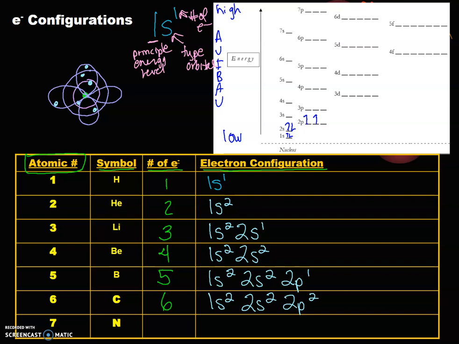Nitrogen. Okay, nitrogen is number 7, has 7 electrons. So what happens here? I put first 2 electrons in 1s, that's full. Then 2 electrons in 2s, that's full. Then I put 5, 6, and then I follow Hund's rule, number 7 right there. And I write down for my electron configuration, in the 1s there's 2, in the 2s there's 2, in the 2p there are 3 now.